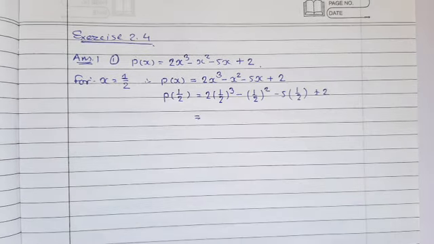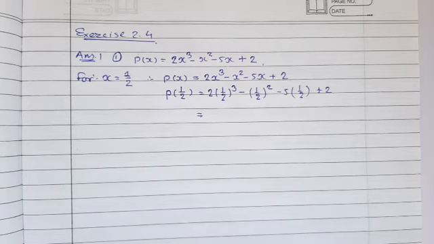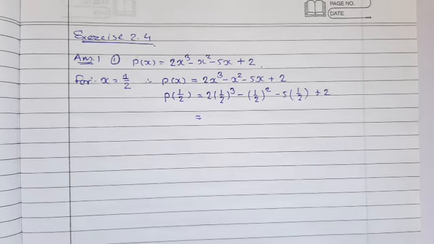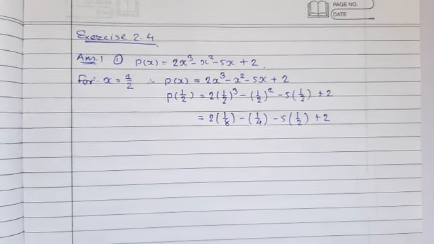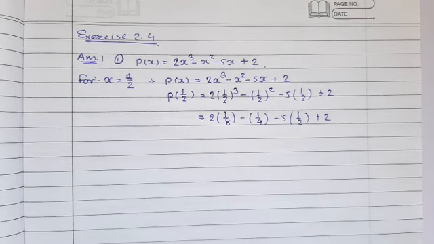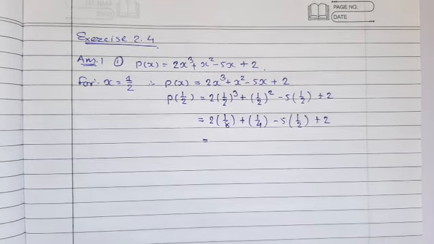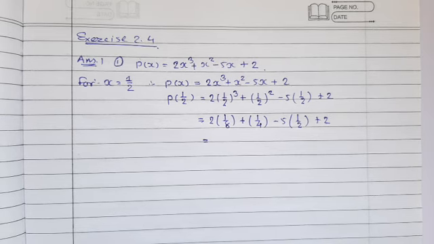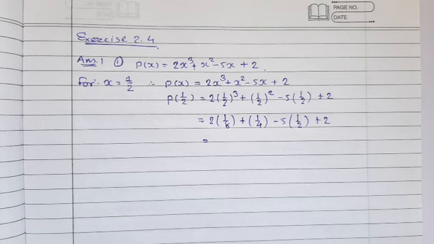So at the place of x we will put 1/2. Making the cube of 1/2 we will get 1/8. Making the square we will get 1/4. So I have made a mistake in the sign of the second term, x square. It is plus in the question. I wrote minus. Now I have corrected it.